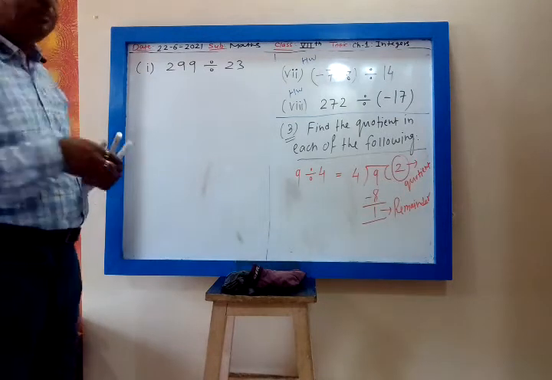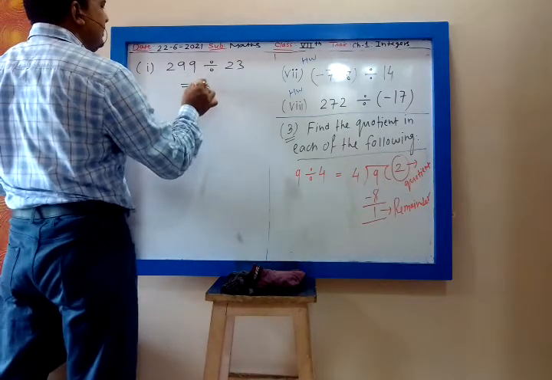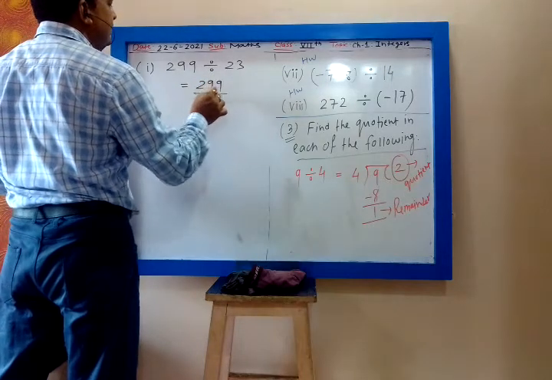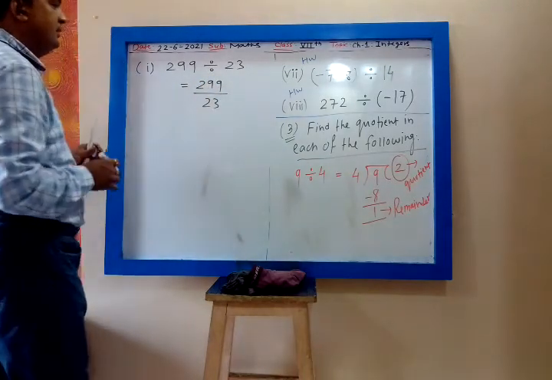A divided by B is A upon B. So this is 299 divided by 23. Is it clear?